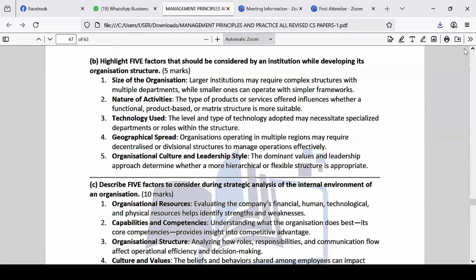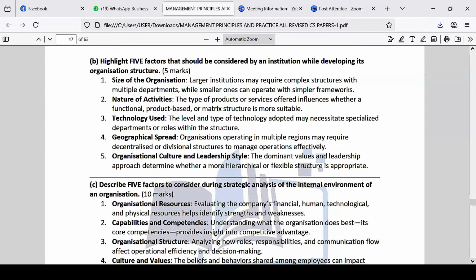Then organizational culture and leadership style, basically the culture you have as a company. And then leadership style. Is it democratic? Is it autocratic? Is it laissez-faire? Is it transformational? Those are determined. Because if you're a transformational leader or a democratic leader, you want a more condensed leadership structure, not one with a lot of hierarchy, because you want people to get to know you and discuss issues with you without any barrier. So the dominant value and leadership approach determines whether a more hierarchical or flexible structure is applicable. Transformational leadership style normally wants a more flexible structure, whereby people are able to discuss issues in the open without any barrier.